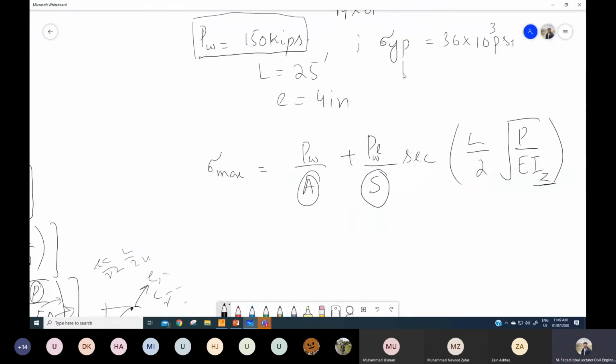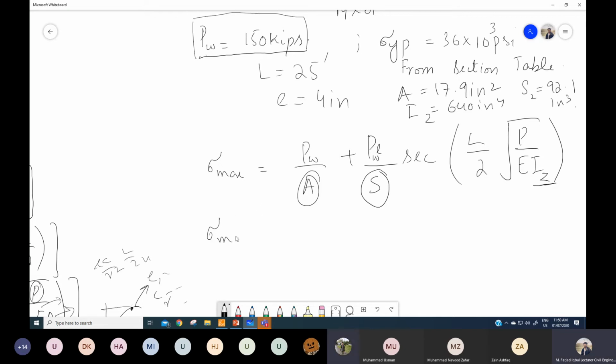So now we know from the section table A is equal to 17.9 inch square, I is equal to 640 inch^4, and S_z is equal to 92.1 inch cube. So we simply have to substitute these factors.